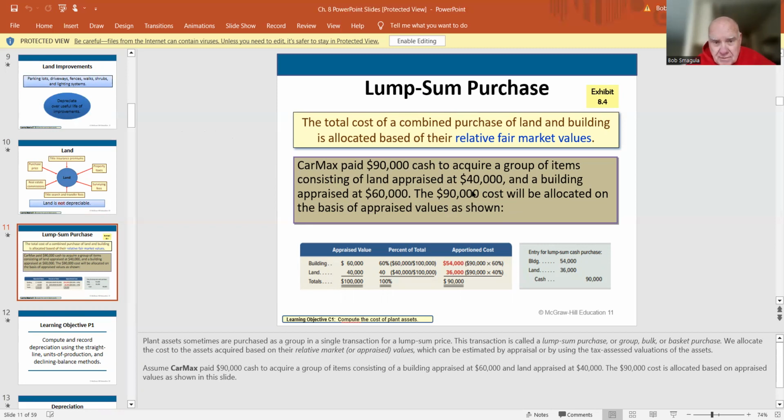So the appraised values were 40 and 60. That adds up to 100,000. So 40% of that $100,000 is going to go to the land over here, and the balance will go to the building. They're based on their appraised values.